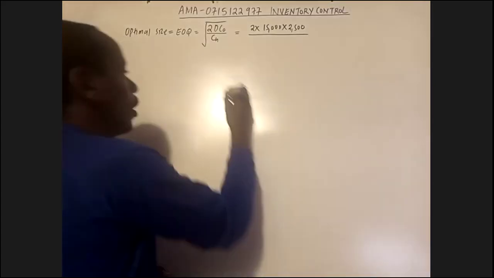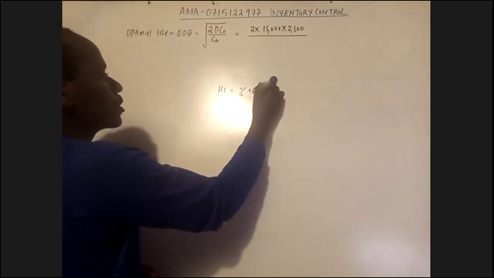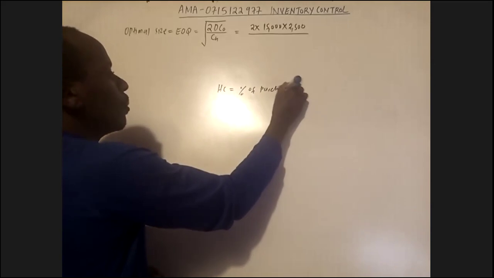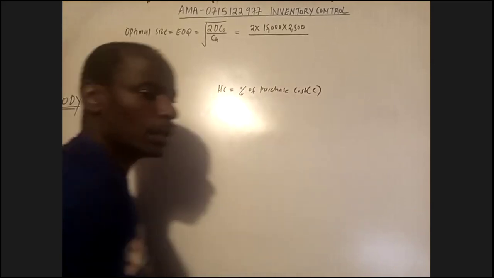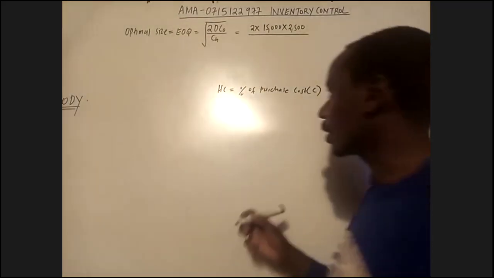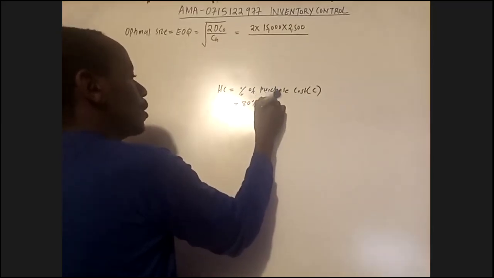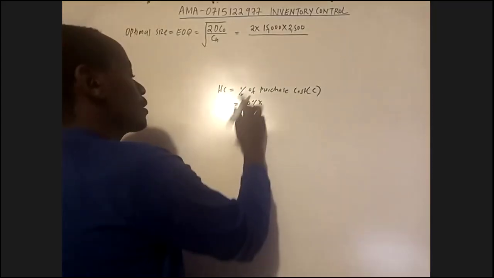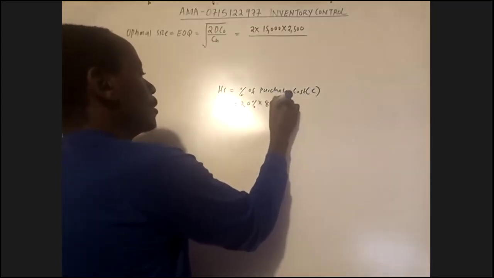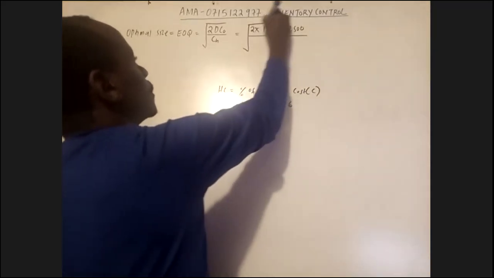So remember, holding cost is a percentage of purchase cost, which is our C. Now our C in the question is the cost. The cost is 80. So it will be 20% of 80, which is 16. Then you find the square root.